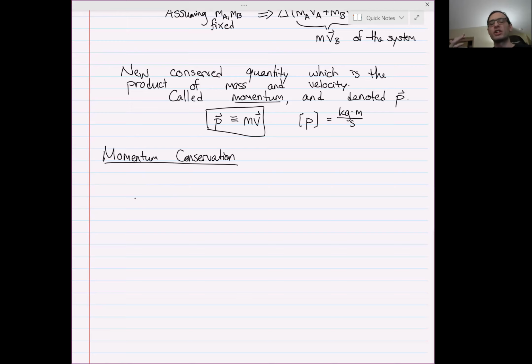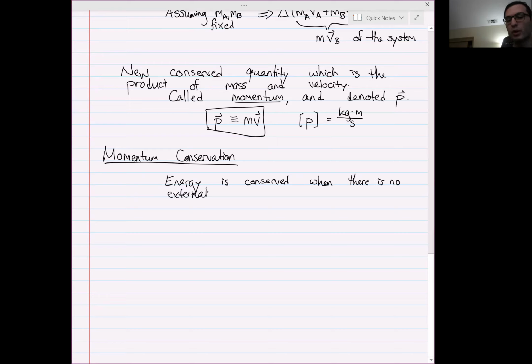So when is energy conserved? Energy is conserved when there is no external work. What I mean by that is that if there's no external work, then the formula, external work equals change in kinetic energy plus change in potential energy plus change in thermal energy, becomes change in kinetic plus change in potential plus change in thermal equals 0, which means the sum of those three things doesn't change. And so we want a similar thing for when momentum is conserved. What do we need in order for momentum to be conserved?